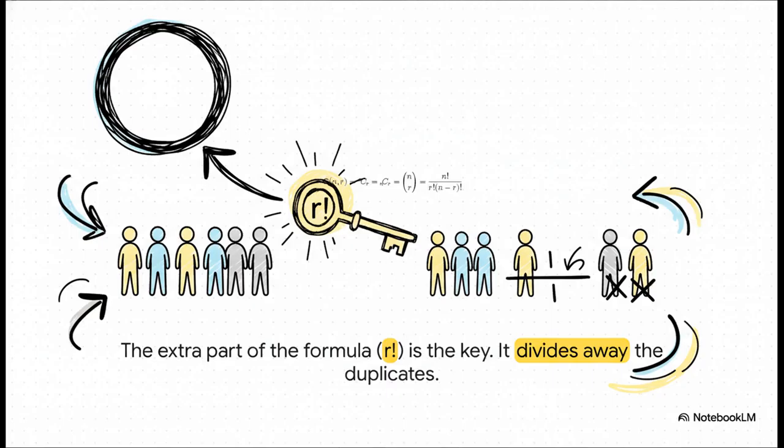Now, take a look at the formula for combinations. You see that extra little piece in the bottom, that r factorial? That's the secret sauce. That's the magic little bit of math that goes in and divides away all those duplicate arrangements that a permutation would have counted. It's the mathematical fix for our overcounting problem.